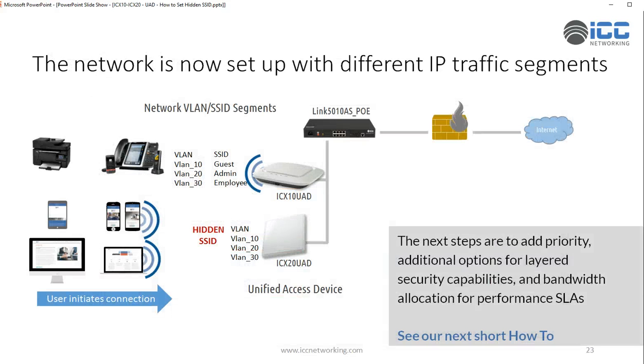So now your network is physically set up with different traffic segments, including having a hidden SSID. As you can see in the example, you can have part of your network set up so that it is broadcasting with no hidden SSID, and then you have the lower part of your network not broadcasting at all. The user initiates that connection by seeking the network out and looking for the specific network as it listens for that network as well.